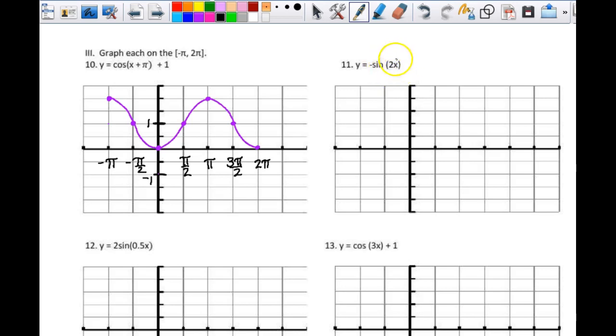If I was going to do anything more than a 2 there, I would probably change my scale, maybe, depending on what it was, but we're going to go ahead and leave this as pi halves, pi, 3 pi halves, and 2 pi, negative pi halves, and negative pi. And there is not a vertical stretch or shift, so I can just leave this again at 1 and negative 1.